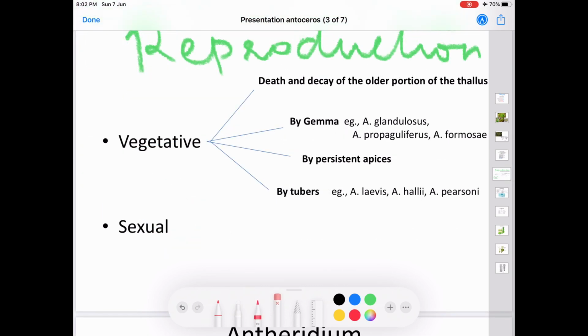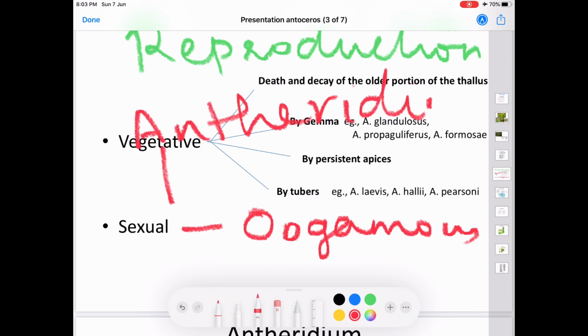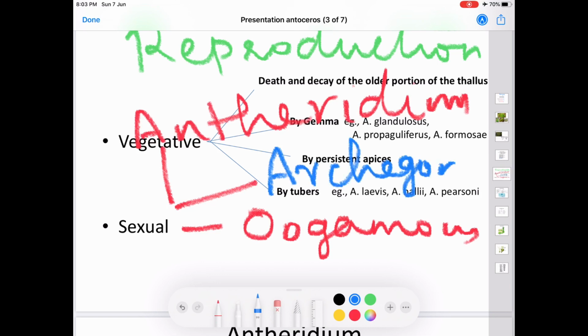Now, the second method of reproduction, sexual reproduction. The sexual reproduction is oogamous type. It produces male reproductive organ known as antheridium and the female reproductive organ known as archegonium. The antheridium and archegonium are produced inside the dorsal surface of the thallus.